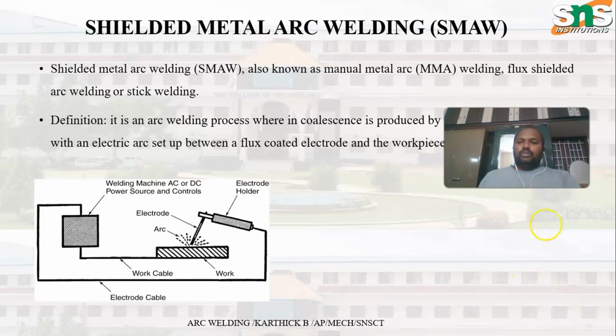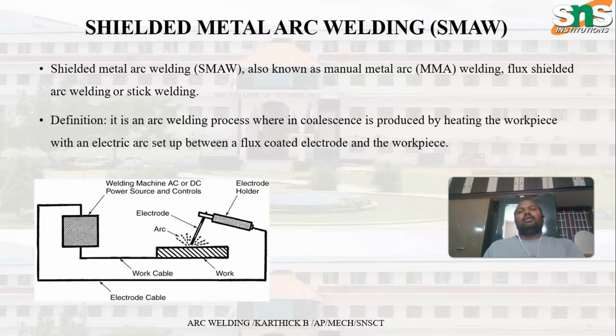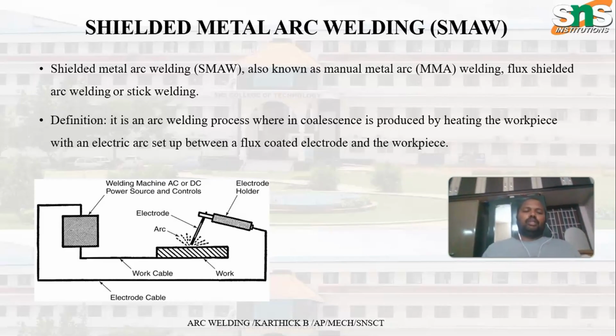So now we are going to see the basic type of welding, which is known as shielded metal arc welding, right? In this shielded metal arc welding, you can simply say it is known as manual metal arc welding. Here, why it is known as manual metal arc welding is that most of the work in the welding process is done manually, right?